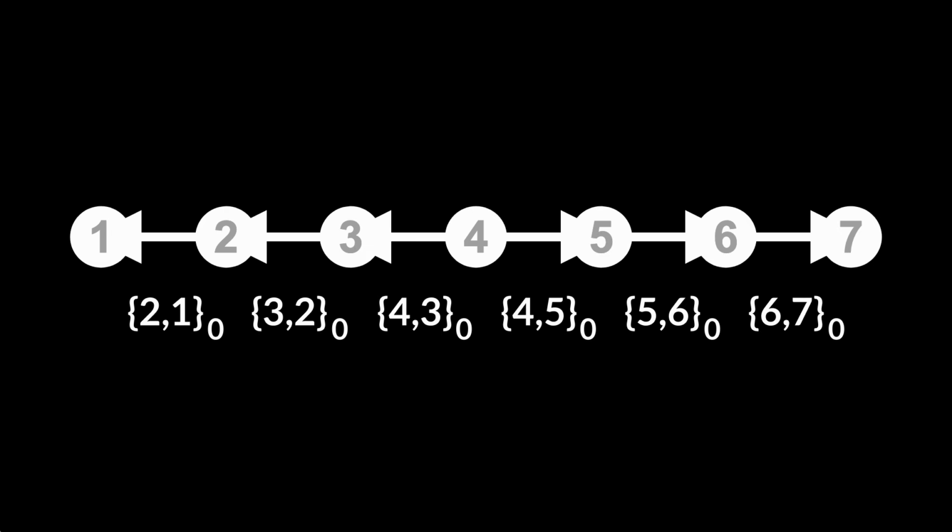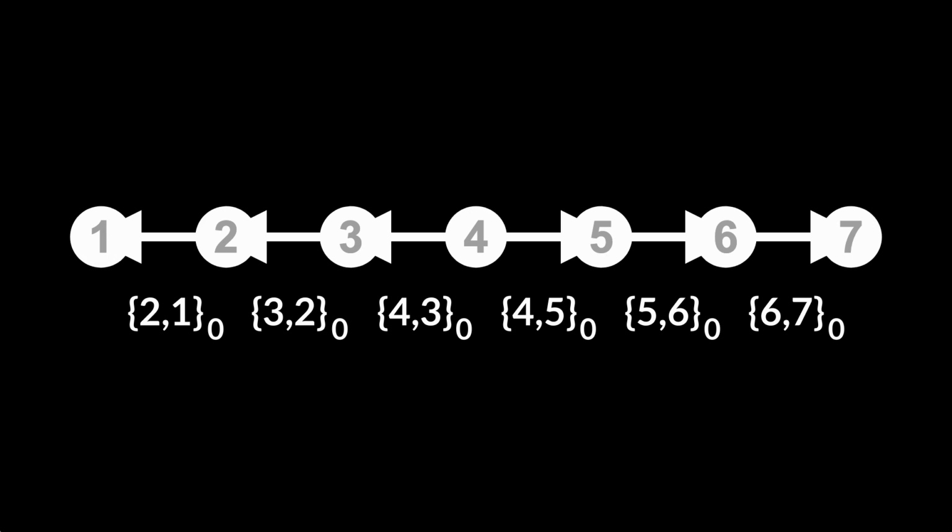Let's start at the top. Here again is the initial state of the universe. The nodes are labelled 1 through 7, but the edges are not. So let's add labels. You can see how I've labelled the edges. The edge from node 2 to node 1 is labelled 2, 1. The edge from node 3 to node 2 is labelled 3, 2, and so on, up to the edge from node 6 to node 7, labelled 6, 7.